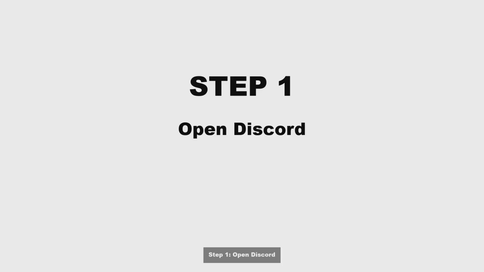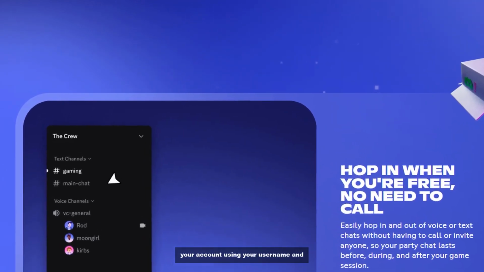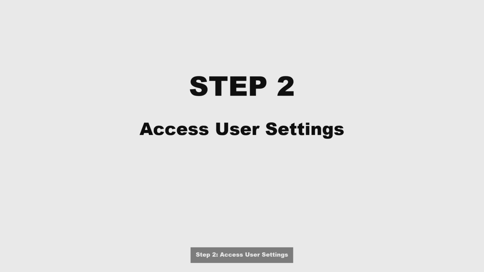Step 1. Open Discord. Launch the Discord application on your device or go to the Discord website and log into your account using your username and password. Step 2. Access user settings.